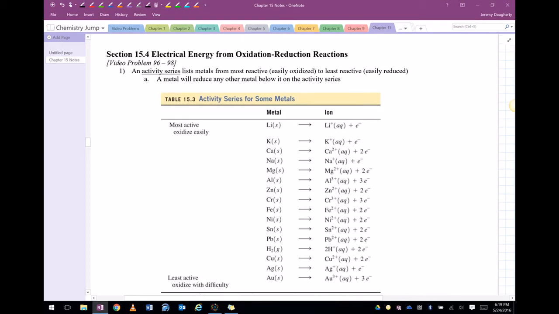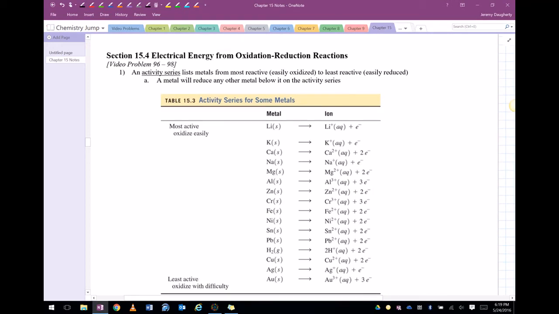Section 15.4, electrical energy from oxidation reduction reactions. So this is where we're going to be calculating the voltage, because what we're doing here is we are building batteries. I haven't mentioned that yet, but that's what we're doing. We're transferring electrons. We're going to eventually make those electrons travel along a wire so we can make those electrons do work for us. So we're creating batteries.